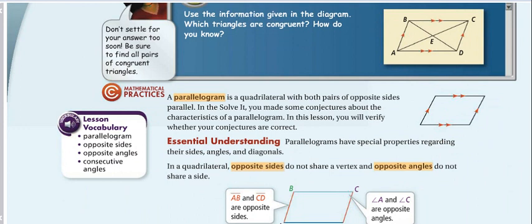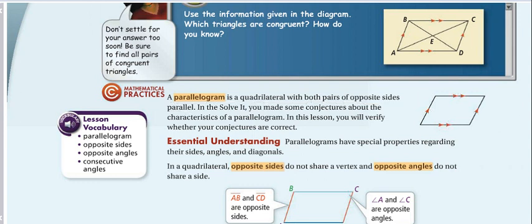We are going to write down what a parallelogram is. A parallelogram is a quadrilateral, 4 sides, with both pairs of opposite sides parallel. So write down that one sentence. Draw this picture over here to the left, and you see that this side is parallel to that side, and this side is parallel to the opposite side right there. So have that one sentence and that picture over there.